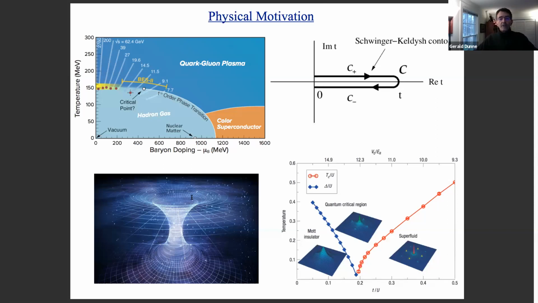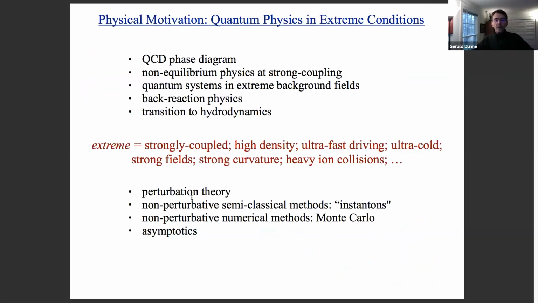So this is some of the motivation, and what I mean by quantum field theory in extreme conditions, a list of some of the potential applications of these methods. By extreme, I mean strongly coupled, very high density, a system that's driven very fast, a system that's ultra cold, in the presence of strong fields, strong curvature. And for example, heavy ion collisions cover almost all of those topics.